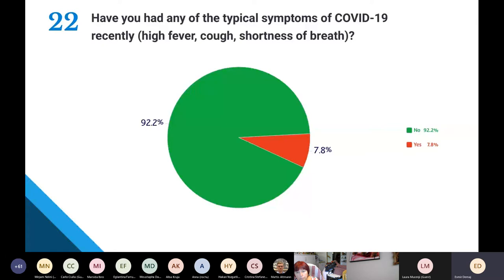We just directly asked whether they had some symptoms of COVID-19, and the vast majority of them, almost 93% of them, claimed that they had no symptoms.